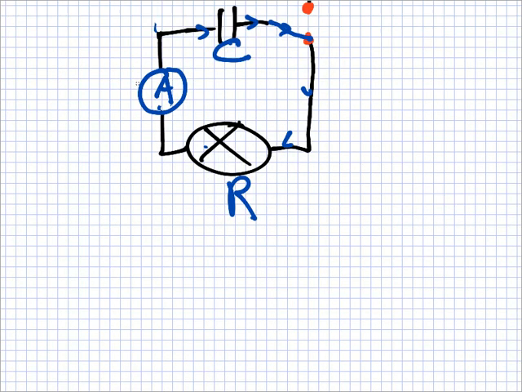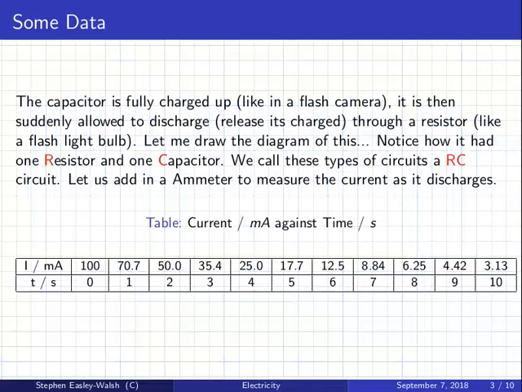So what do you think will happen to the current? Will it be big? Will it be small? Will it be constant? Will it be increasing? Will it be decreasing? What will it be doing, do you think? Decreasing, yeah. It starts off with a lot of current and then reduces to zero. Okay. Here's an example of some data.